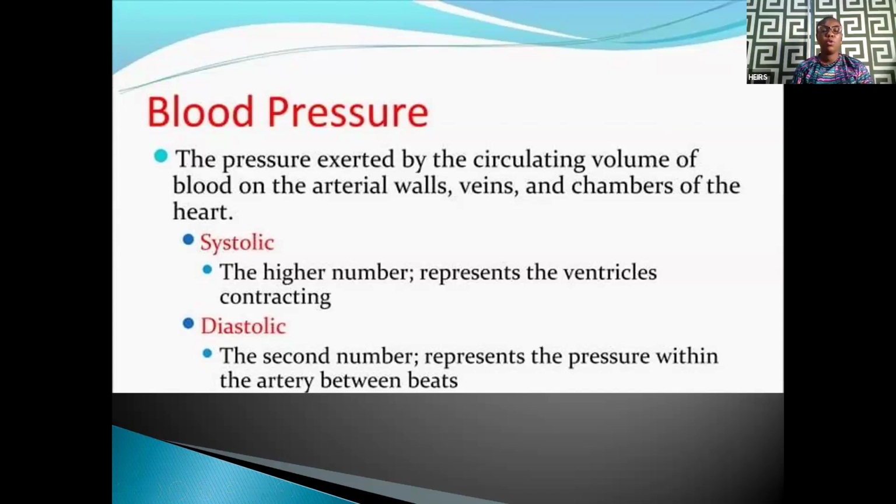So the blood pressure is exerted by the circulating volume of blood in the arterial walls. I said earlier, as the heart beats, this pressure resounds on the wall of the artery. So that is what we take in our reading when we're doing a blood pressure reading. Blood pressure reading has two arms. There's the systolic, which is the higher number, the number on top when the blood pressure is written. And then there's the diastolic, which is the second number, the lower number, the number below when blood pressure is written down.